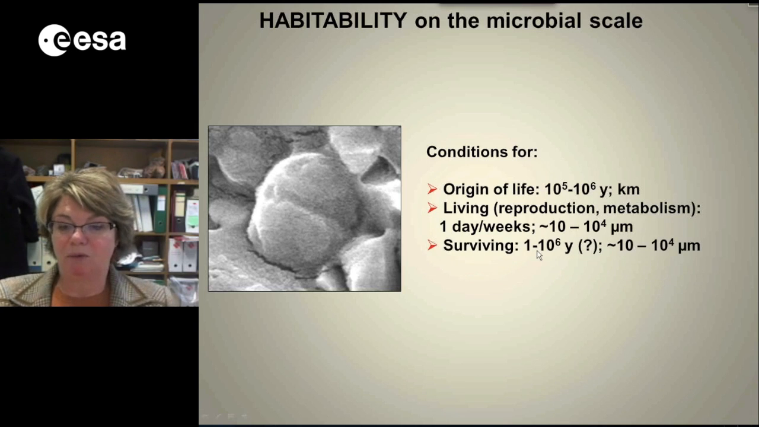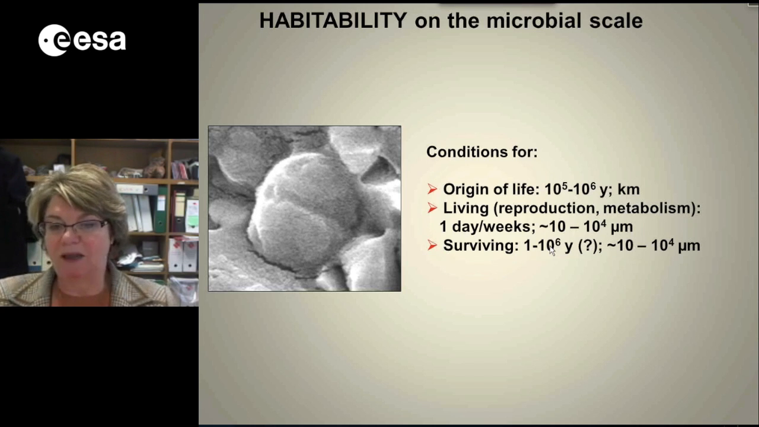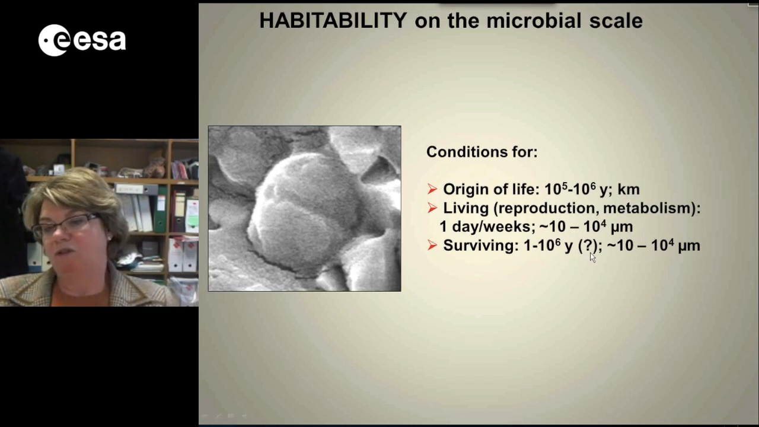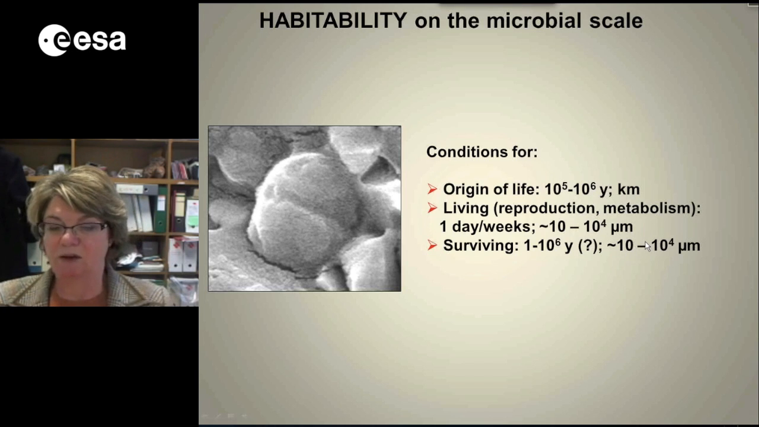When it comes to surviving, we don't really know how long organisms can survive. Hibernating organisms have been identified in permafrost that's 5 million years old in Antarctica. Although in the last 5 million years, this permafrost will have melted. The organisms could have metabolized for a while, and then as the permafrost froze again, they would go into survival mode. So let's say survival on the temporal scale is up to perhaps 1 million years or so, and the spatial scales are the same as for living organisms, of the order of 10 to 1,000 microns.